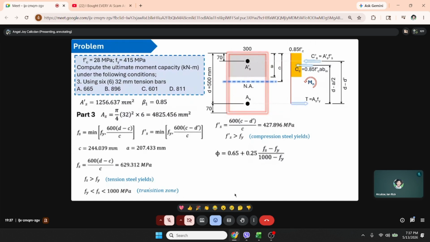So, since nasa transition zone, mag-solve ta for phi, 0.65 plus 0.25, Fs minus Fy all over 1,000 minus Fy, or mag-mod 32 ka, you'll get 0.742 na phi.